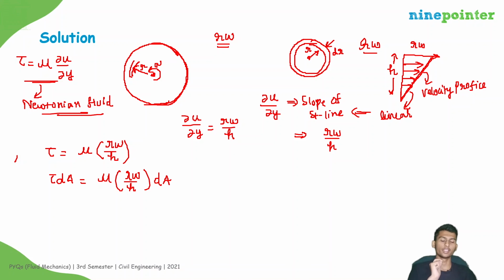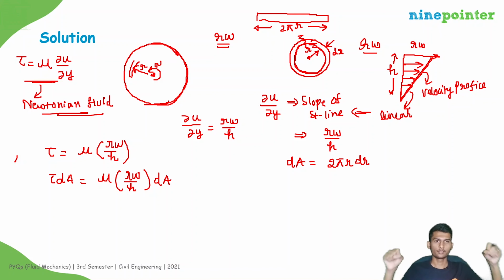What is the area of the ring element? The area of the ring element dA will be equal to 2 pi r into dr, right? How do you know? See, this has the circumference 2 pi r and this thickness is dr, so 2 pi r into dr will be the area. If you are unable to understand this physically, let us cut over here. Then if you take it like this, the length will be 2 pi r, right?